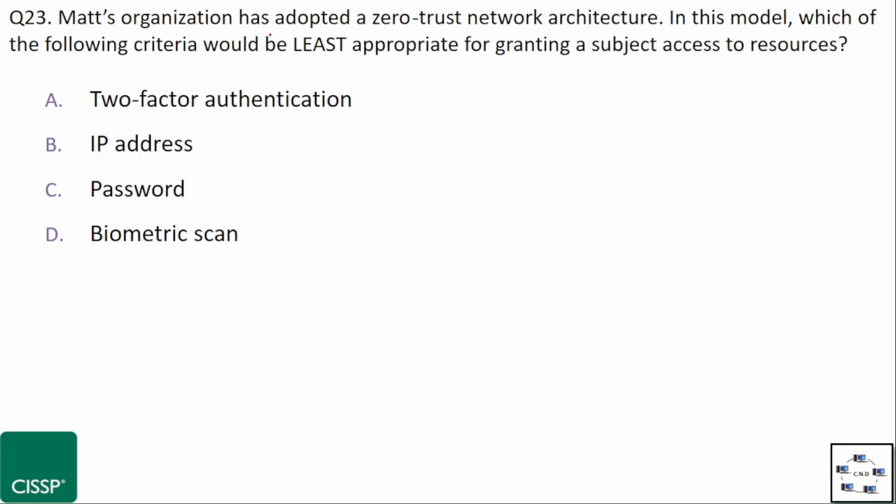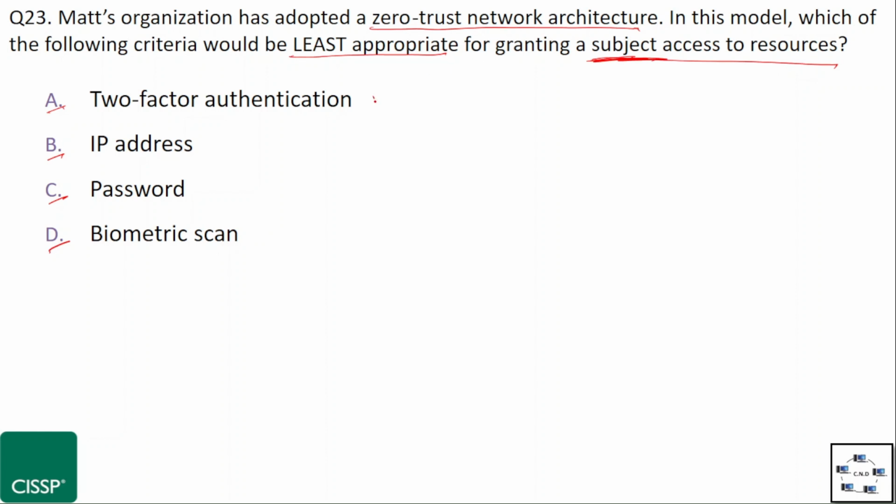Question number 23. Matt's organization has adopted a zero trust network architecture. In this model, which of the following criteria would be least appropriate for granting a subject access to a resource? So you grant a subject access to a resource after its verification and authentication. So which one of these is least suitable for granting access to a subject, or least suitable for authentication? And the options are option A, two-factor authentication, option B, IP address, option C, password, and option D, biometric scan.